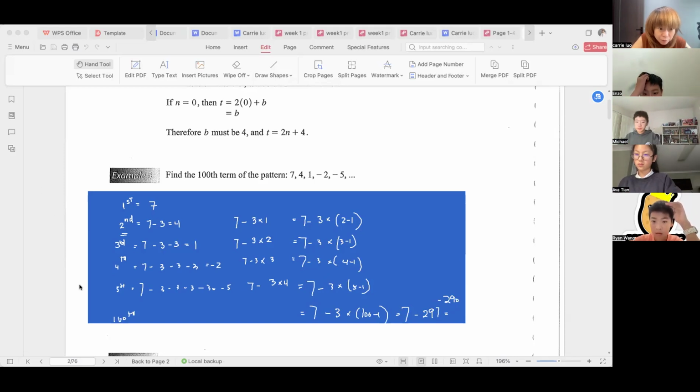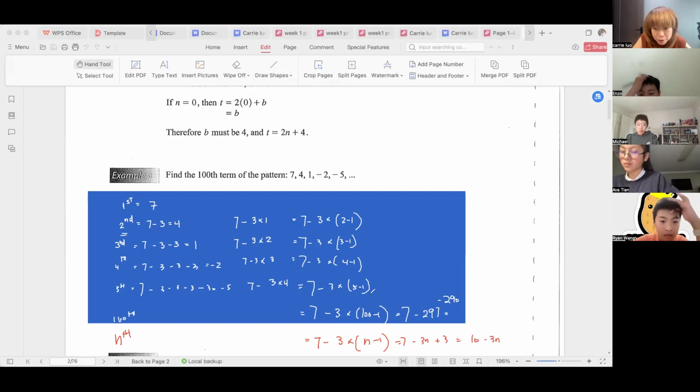Okay, so now let's take a look at this one. What is the nth one? Very easy. Just replace the 100 with n, so n minus 1. So it's 7 minus 3n plus 3. So the answer is 10 minus 3n. So why are we doing this? For the 100th one, all you need to do is plug in n equals 100. So it's 10 minus 300 equals negative 290. So that's the same. So this equation is much easier than this.